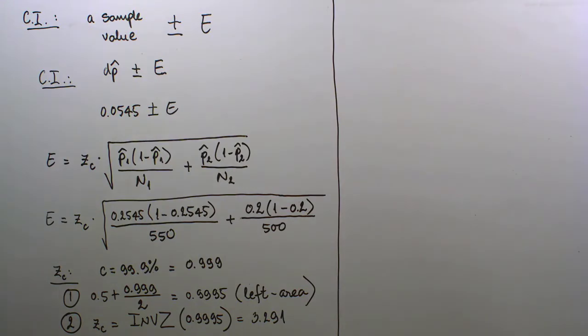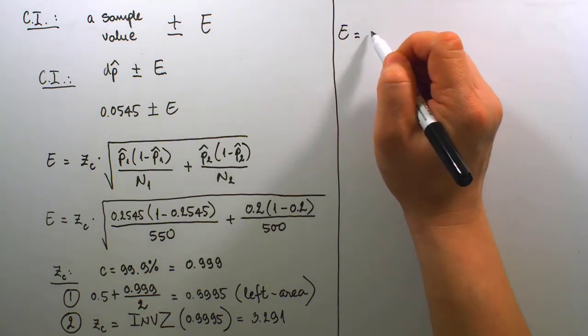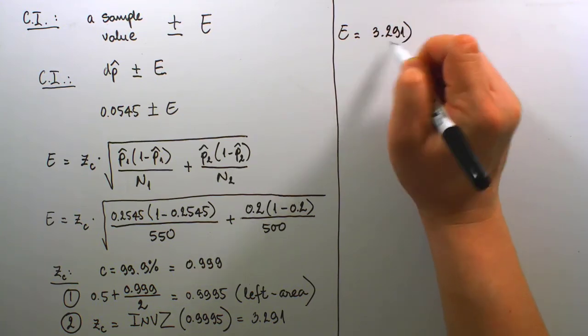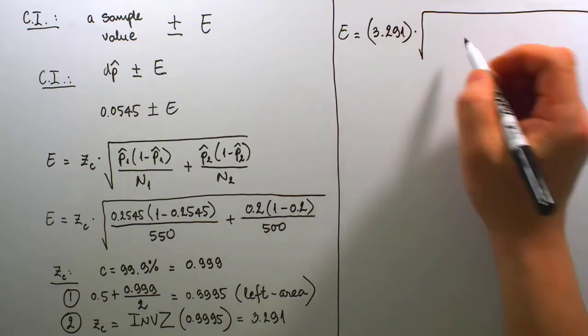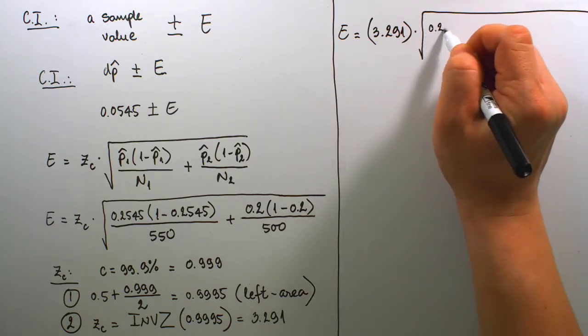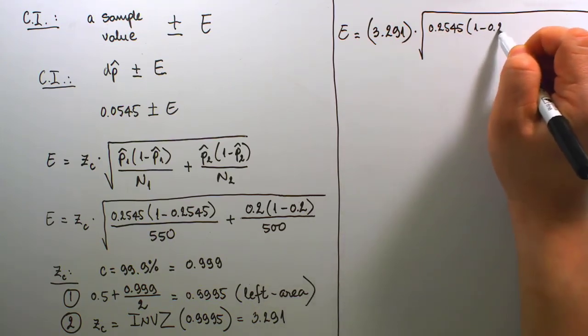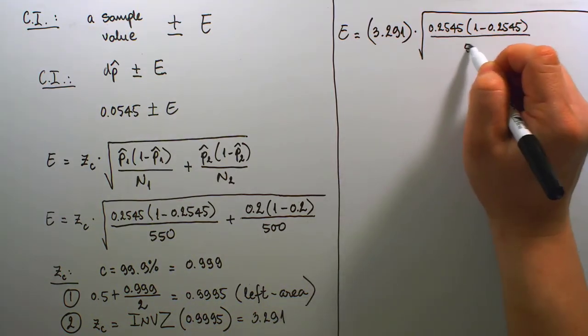And so now after successfully finding the value for z sub c, our margin of error formula is ready for the final calculation. So as a calculation, it is 3.291 to be substituted for z sub c, and the rest of the expression will be square root expression of 0.2545 in product with 1 minus 0.2545 divided by sample size 550.